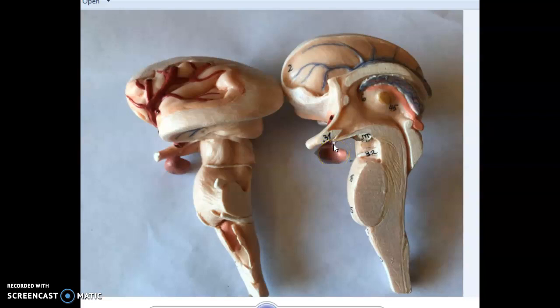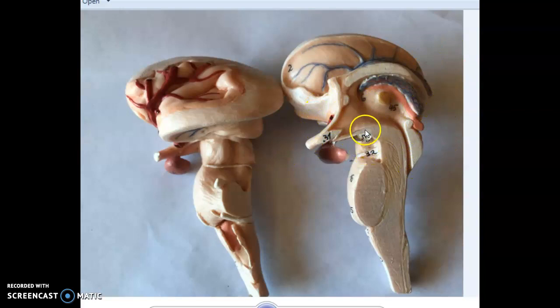There's the infundibulum, which attaches it to the diencephalon, or more specifically, the hypothalamus. So this is the hypothalamus right here. This is the thalamus, and then the epithalamus is back here. This structure right here is the pineal gland, and then the habenular nuclei is not shown on here.